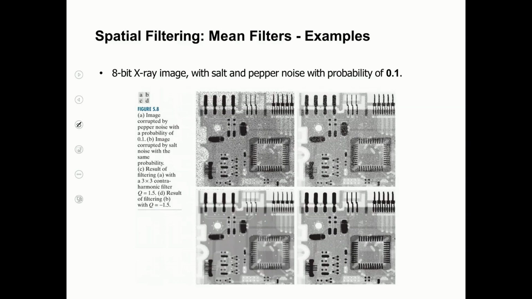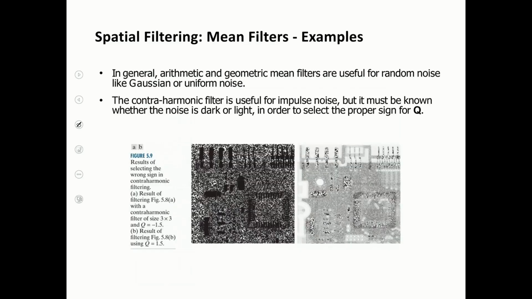Let's say you have pepper noise here and salt noise here. Which filter do I have to use? Contra-harmonic. Contra-harmonic for pepper should have Q greater than 1. So if Q is positive, this eliminates the pepper, and if Q is negative, this eliminates the salt. Let's say I do the opposite, what will happen? Okay, it even enhanced it.